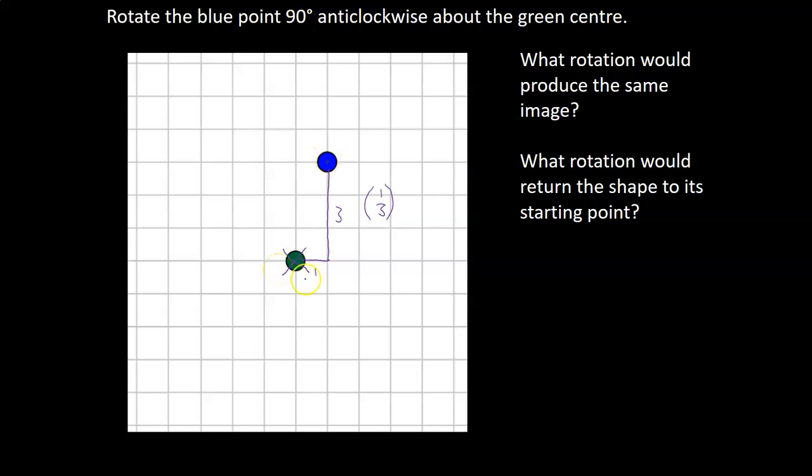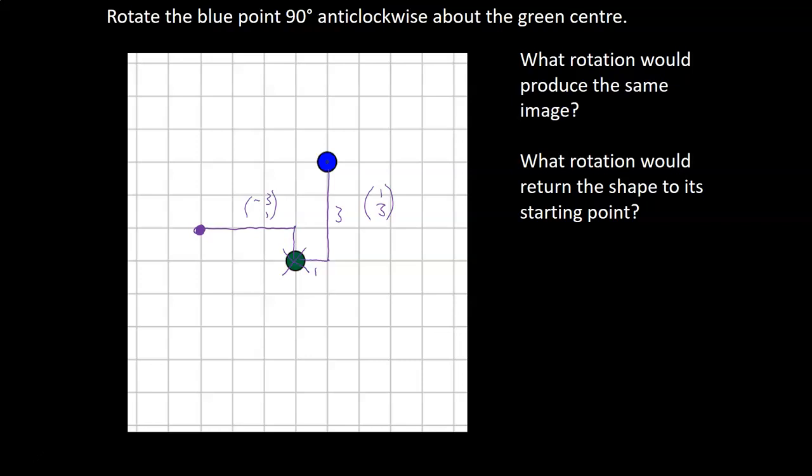So 90 degrees anti-clockwise. This 1 is going to go from here to here if I rotate it 90 degrees. And the 3 is going to go from being vertical to being horizontal. So my blue dot, when I rotate it, my vector now, you'll see, is -3, 1. And that's where my blue dot ends up.